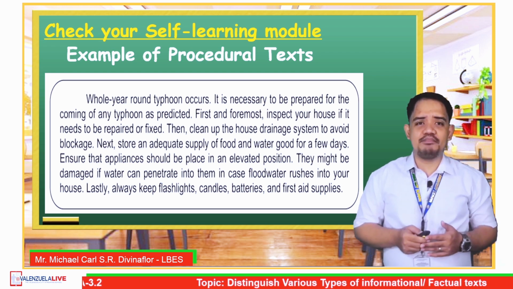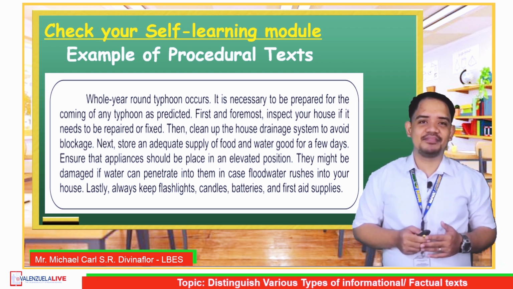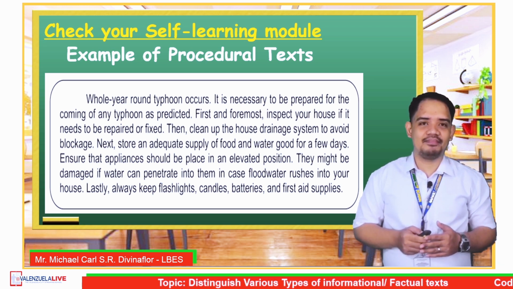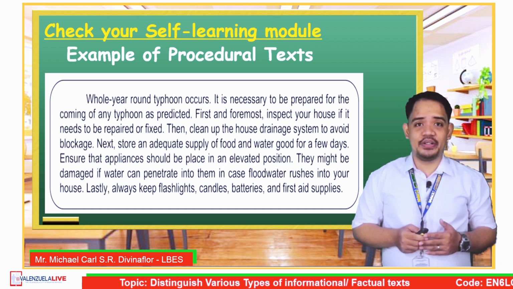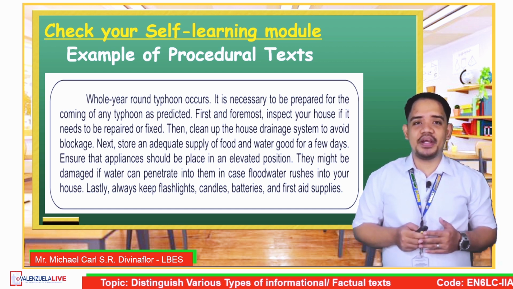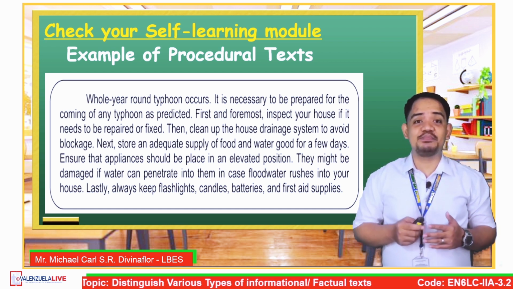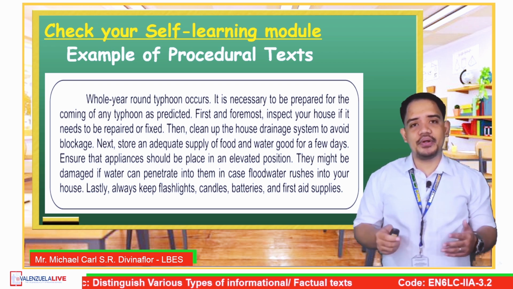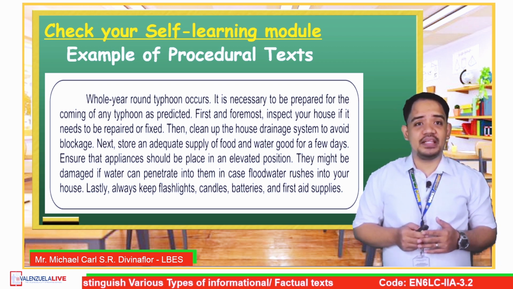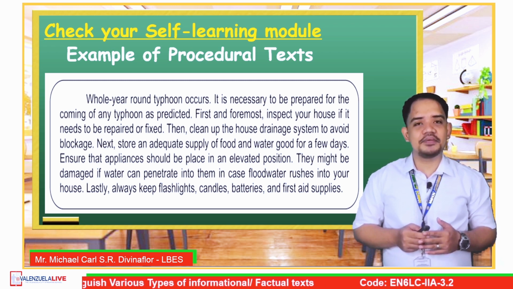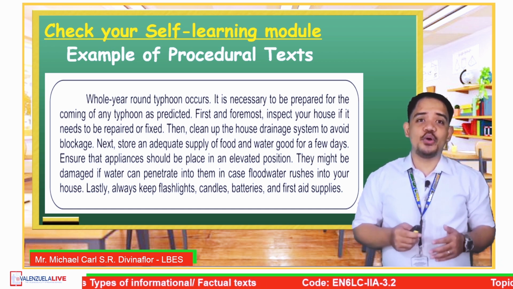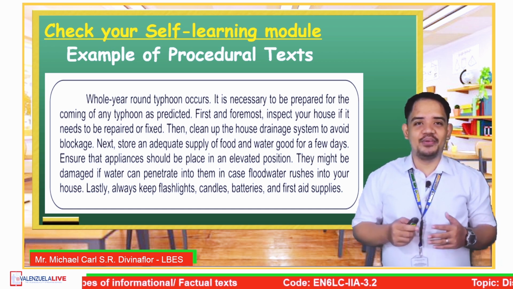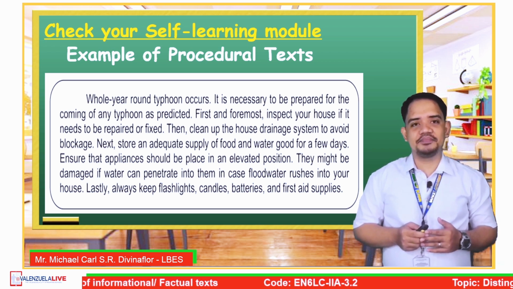Let us read the example procedural text. Read it with me. A whole year-round typhoon occurs. It is necessary to be prepared for the coming of any typhoon as predicted. First and foremost, inspect your house if it needs to be repaired or fixed. Then, clean up the house drainage system to avoid blockage. Next, store an adequate supply of food and water good for a few days.